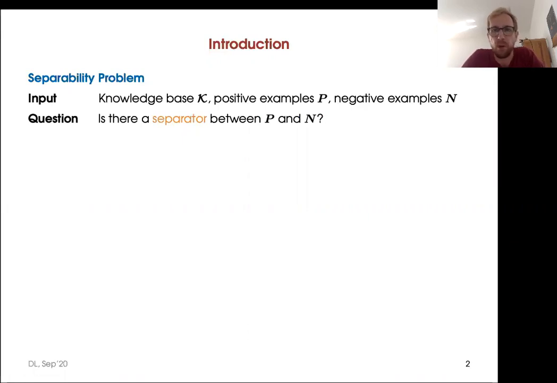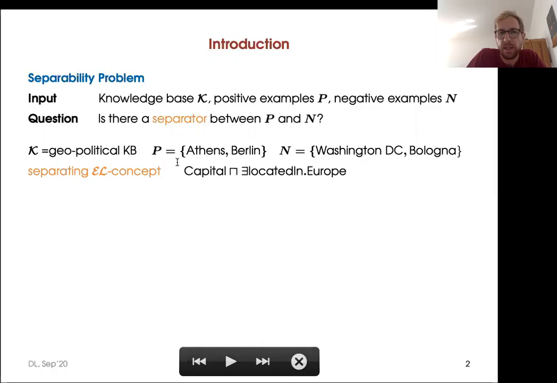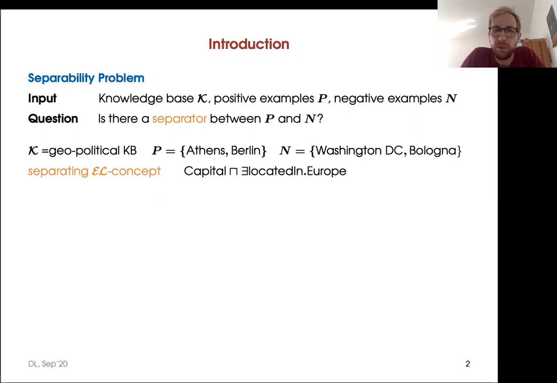To make this a little bit more concrete, I have a small example. Assume we have a knowledge base, and here it's some geopolitical knowledge base, and the positive examples are just Athens and Berlin, and the negative examples are Washington, D.C. and Bologna, so those are constants. The positive and the negative examples in this case can be separated by an EL concept, namely the EL concept capital and a capital that is located in Europe, because both the positive examples satisfy this concept and none of the negative examples satisfy this concept.